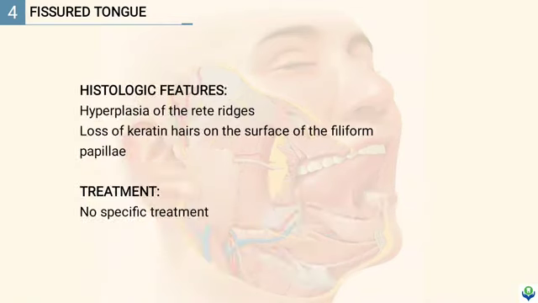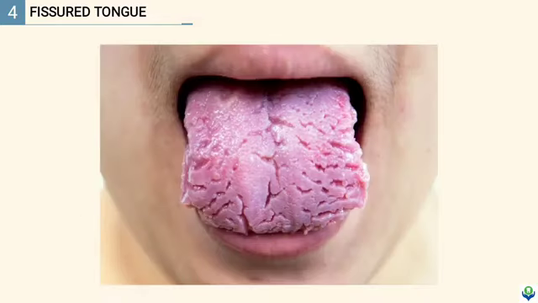The histological features of fissured tongue are hyperplastic rete ridges and loss of keratin hairs on the surface of filiform papillae. There is no specific treatment for fissured tongue, although regular brushing of the fissures in the tongue is suggested because it will reduce the lodgement of food, bacteria and debris in the fissures, so that foul smelling or other manifestations can be prevented. This picture shows fissured tongue.